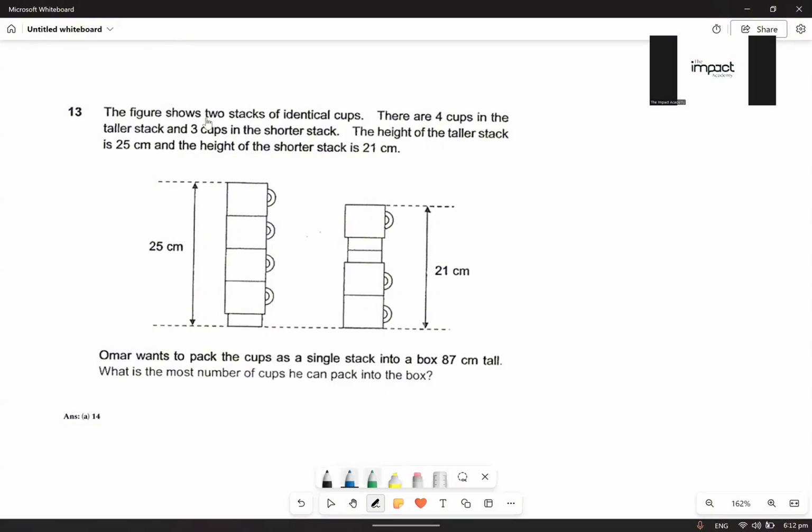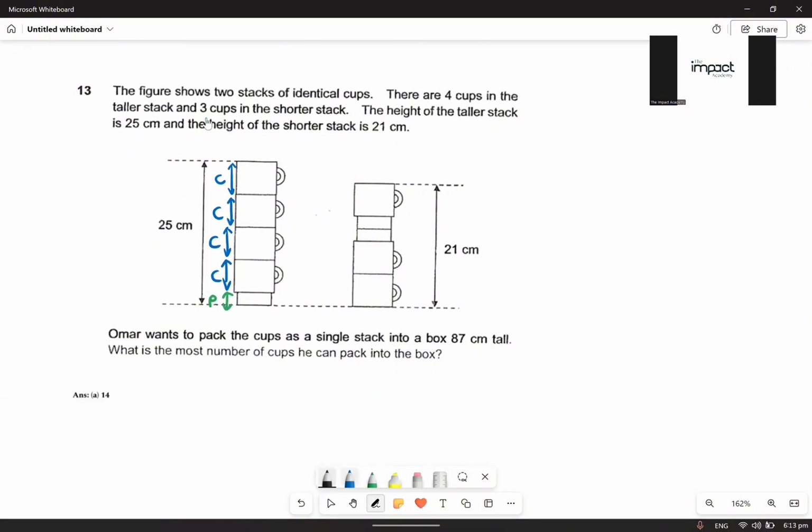Let's call this the cup. I will call this small little part the pot. Am I making sense? So how many? 4C plus 1P is actually equals to? Very good. Can you understand? Yeah.